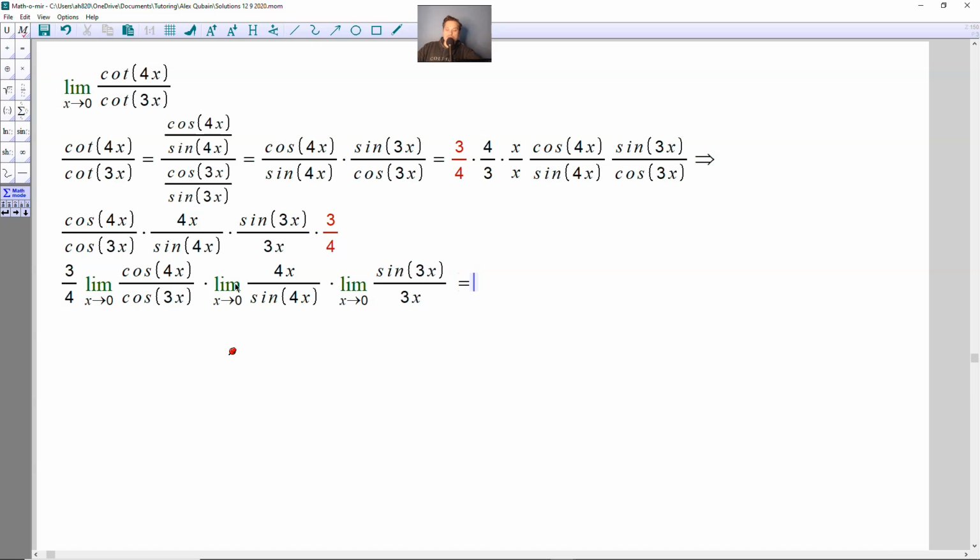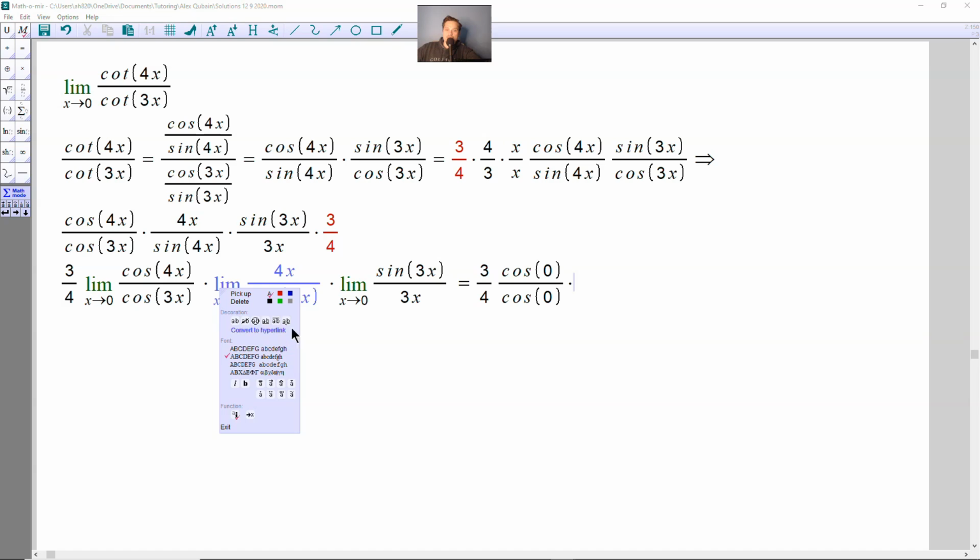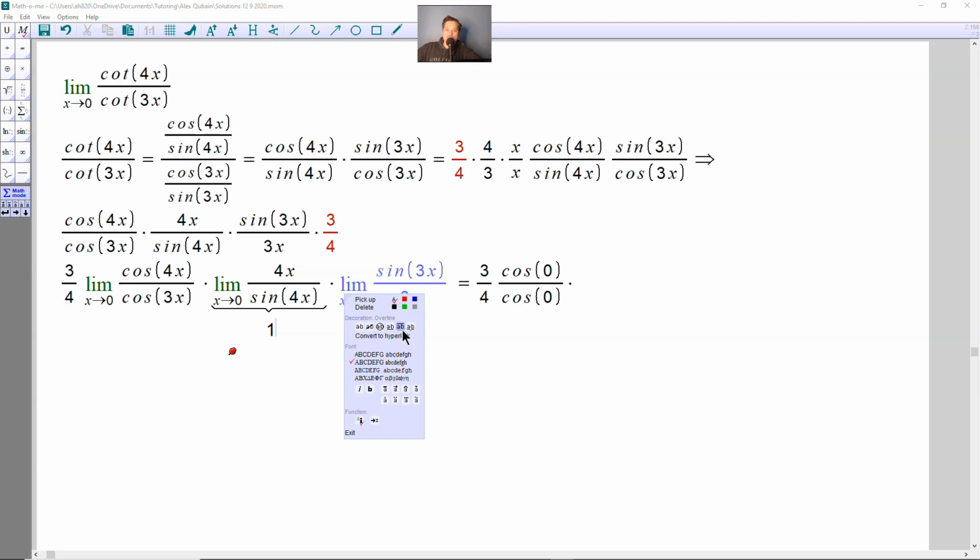Now I can finish this up. The first one is 3/4. This limit, cosine of 4x over cosine of 3x as x approaches 0, is just done through direct substitution. In other words, it's cosine of 0 over cosine of 3 times 0, which is also 0. Now, these other limits are famous. I'm going to put a brace under this one. This has a value of 1. This other underlined limit also has a value of 1. Those are well-known, established limits. So I can put times 1 and times another 1.